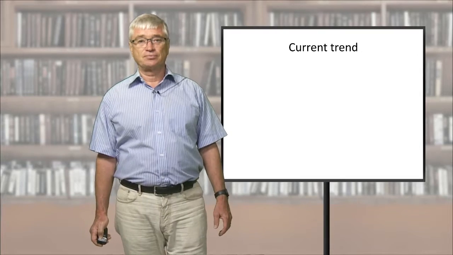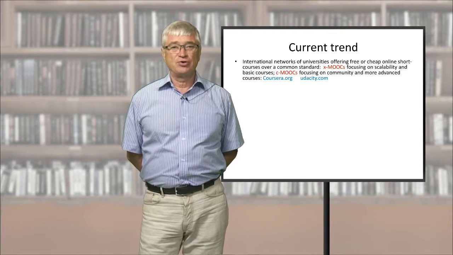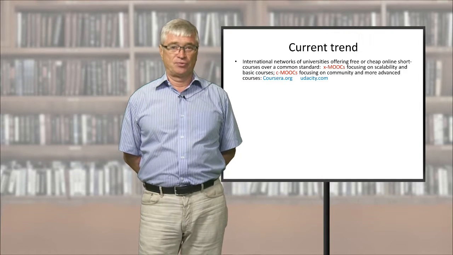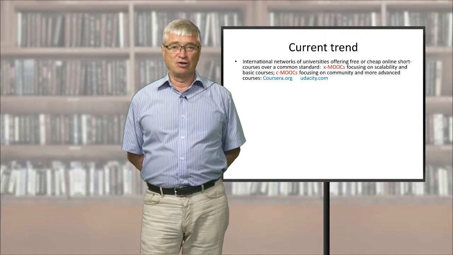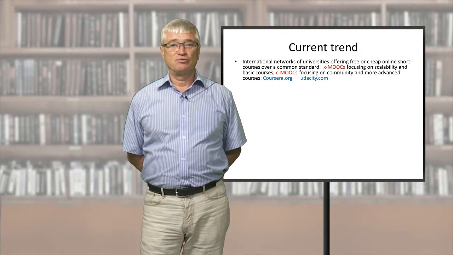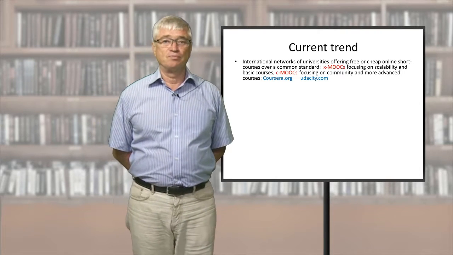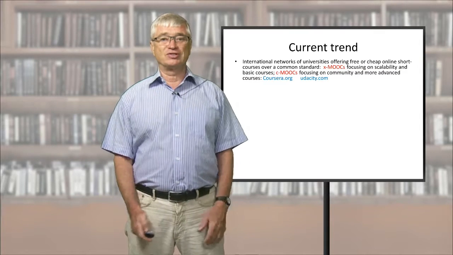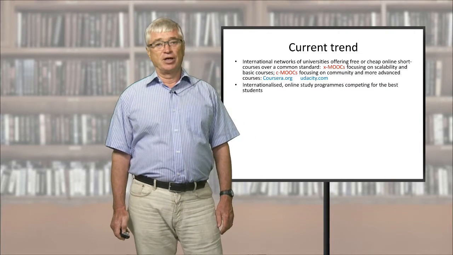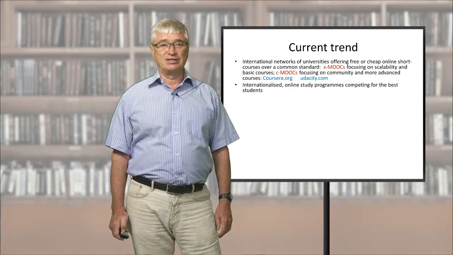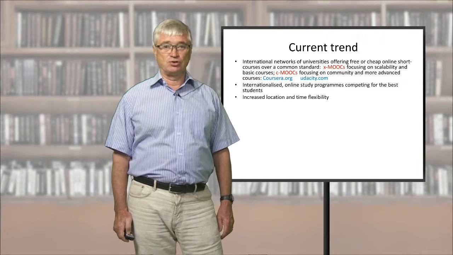So the current trend is that international networks of universities are now offering free or cheap online short courses over a common standard. That means that we have a challenge for most local universities or colleges. Suddenly, they are competing with the best universities in the world, in some sense. Because these best universities in the world offer something called MOOCs, Massive Open Online Courses. XMOOCs focus on scalability and basic courses. CMOOCs focus on community and more advanced courses. And these you can find on Coursera.org and Udacity.com. So internationalized online study programs are competing for the best students.